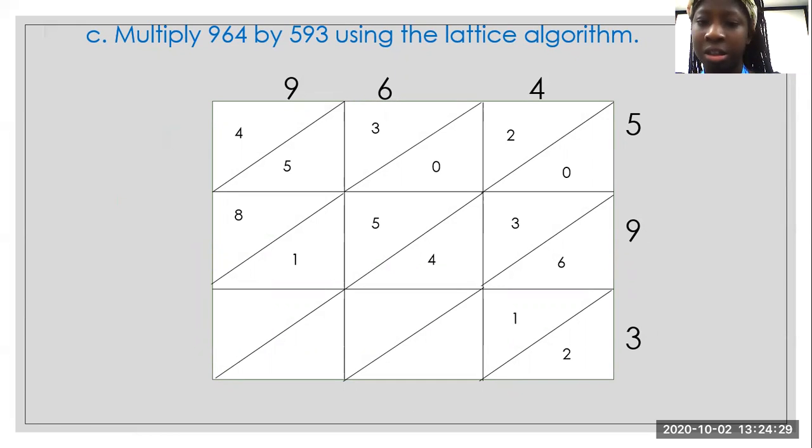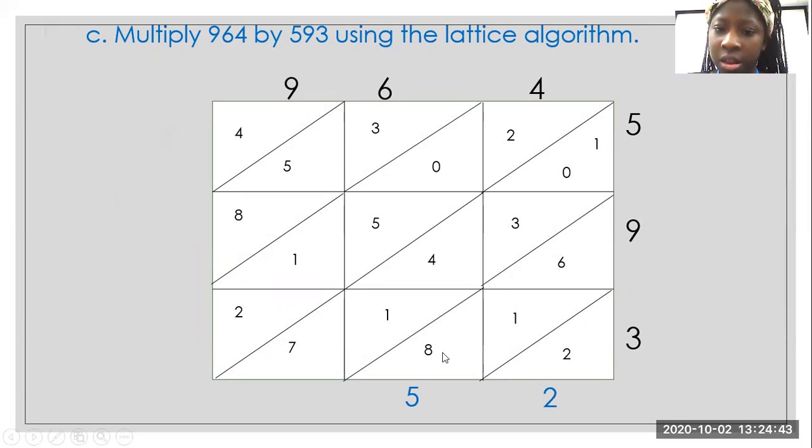4 times 3, 12. 6 times 3, 18. And 9 times 3 is 27. Of course, you add diagonally, so 2 will come down. Then 6 plus 1 plus 8, which is 15. 1 will go up, 5 will stay down.